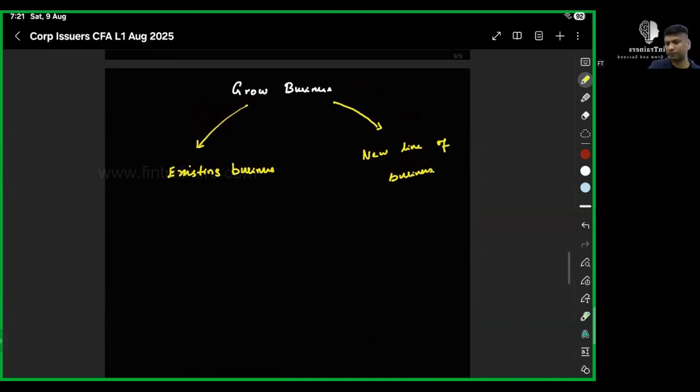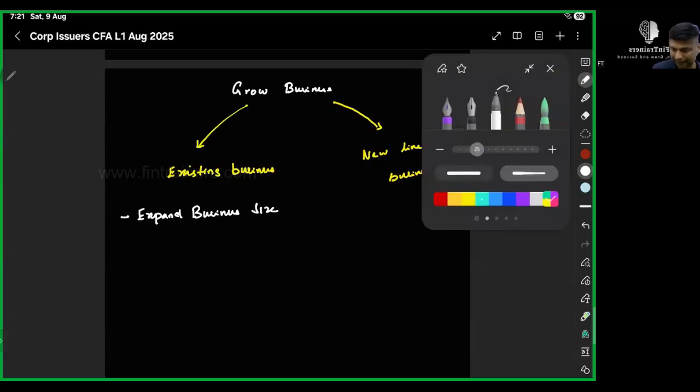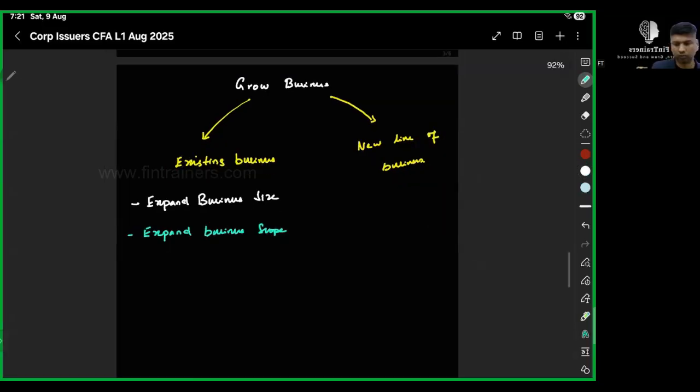So we said the grow business I can categorize into existing business, which is basically your top left quadrant. In that one, we can expand the business size. So Asia can expand production capacity or distribution reach. So this is business size, or they can expand the business scope, maybe newer variants, or they are doing something slightly different. Scope of business.